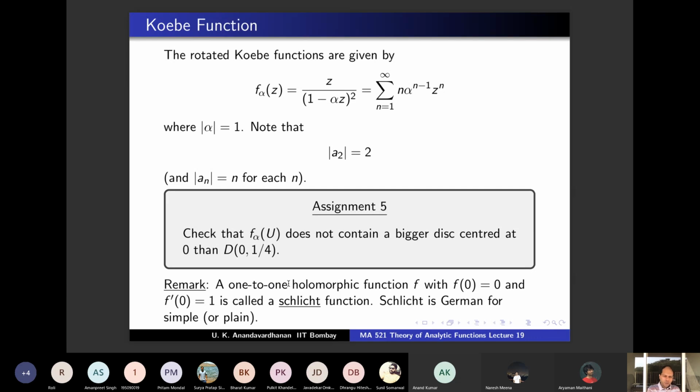So the difference with univalent is what? Univalent just means one-to-one holomorphic. Univalent does not have these conditions. This is not part of univalent. Univalent is just one-to-one holomorphic, and a univalent function with this normalization, where the constant term is 0 and the coefficient of the z term is 1, is called Schlicht. So Schlicht is univalent together with these conditions. This is the well-known example to keep in mind.